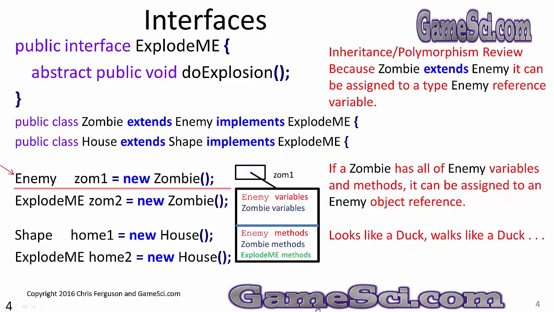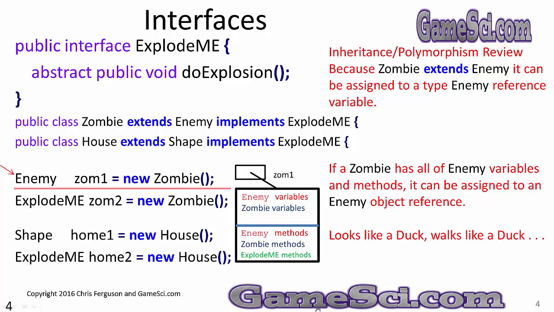Alright, so let's create a Zombie object. Let's take Enemy zom1 equals new Zombie. Let's draw a picture of zom1. Of course, it's going to have Zombie variables and Zombie methods. It's also going to have Enemy variables and Enemy methods. But look there in green. It also has the ExplodeMe methods. Remember, Zombie extends Enemy and implements ExplodeMe.